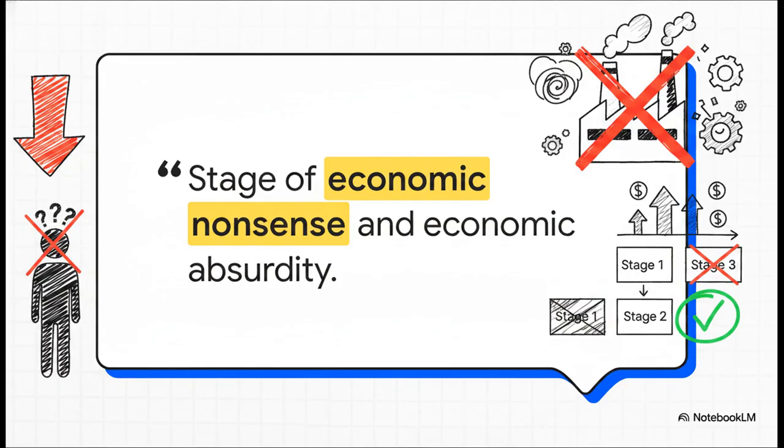So by process of elimination, you leave the unfinished business of stage 1 behind, you completely avoid the absolute absurdity of stage 3, and you firmly, confidently operate your business right in stage 2.